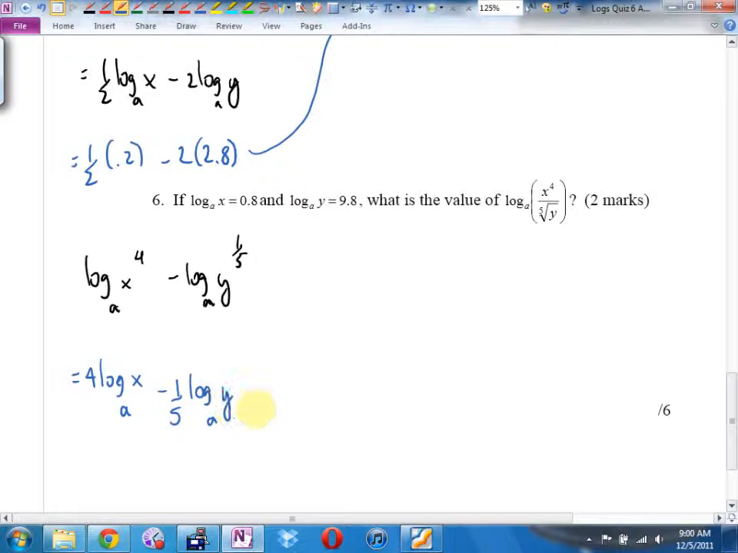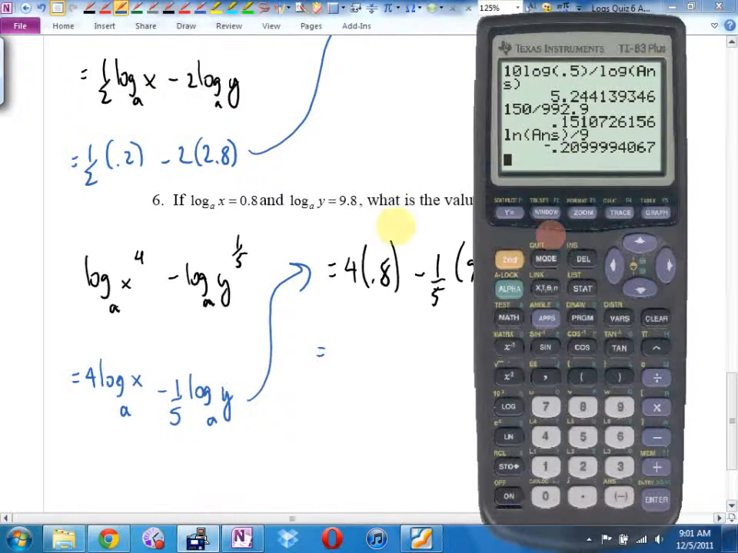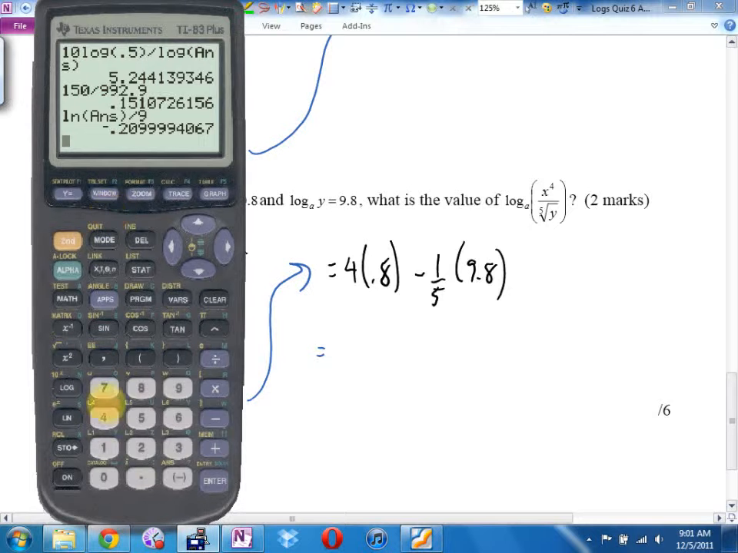4 times 0.8 minus 1/5 of 9.8. Okay, this one I'll go to my calculator. It's got some decimals. I mean, 4 times 0.8 is 3.2, but the other one I'll be paranoid on. 4 times 0.8 minus 1/5 times 9.8. You get 1.24? There you go.